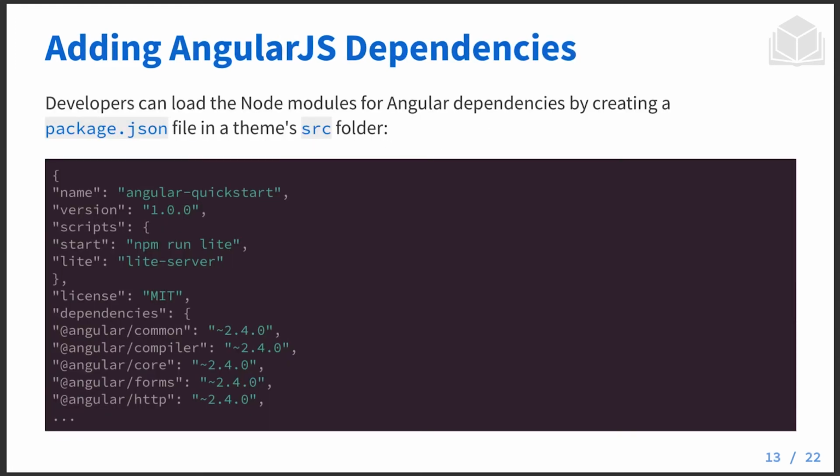Developers can load the node modules for the Angular dependencies by creating a package.json file similar to this in the theme's source folder. Again, all of these dependencies are included in the theme, and then you can go ahead and create some of those AngularJS applications.